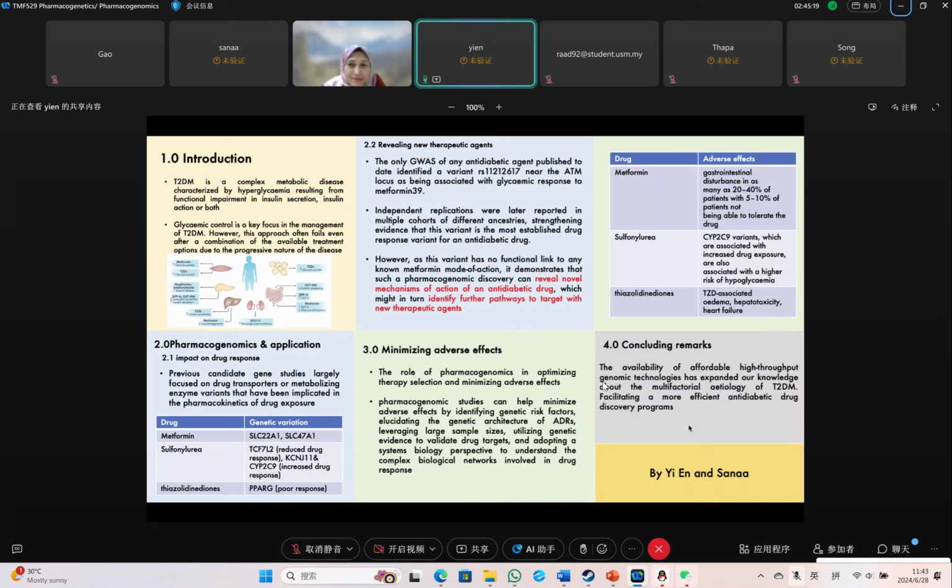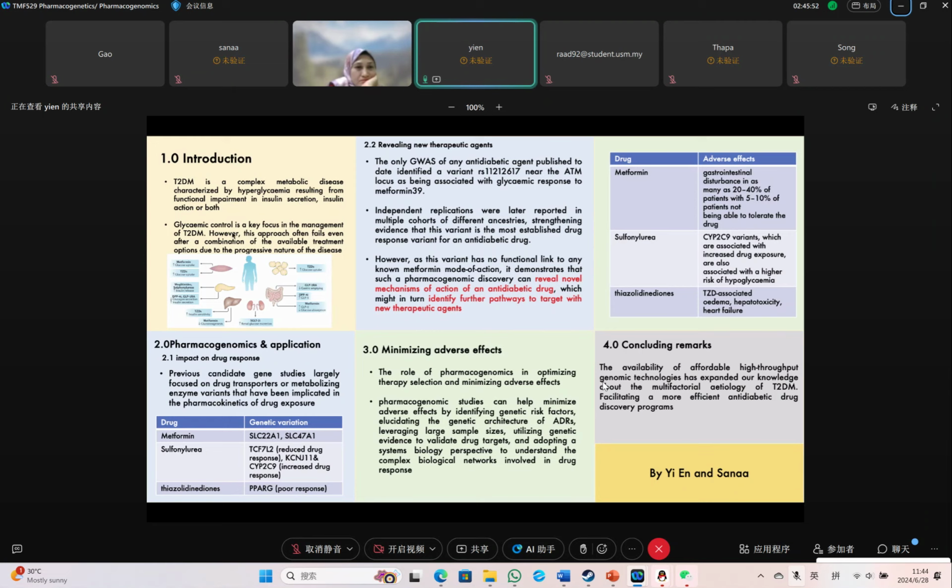Good morning, doctor. Today I'll be presenting on the pharmacogenomic effects on diabetes mellitus therapeutics. First of all, we have to understand what diabetes mellitus is. In this article, we are looking mainly at type 2 diabetes mellitus. Type 2 diabetes is a complex metabolic disease characterized by hyperglycemia. I think most of you have already heard about this disease, which results from impaired insulin secretion or insulin action or both.